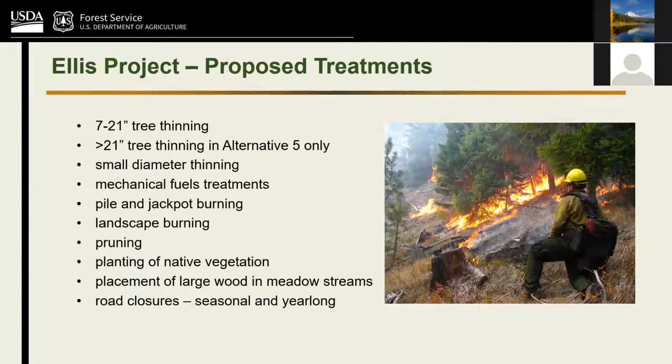Pruning, which would occur mostly really close to the values at risk, within a quarter mile of those values at risk. Planting of native vegetation. Placement of large wood in meadow streams, which would improve the hydrologic function of meadow streams. And then seasonal and year-long road closures.